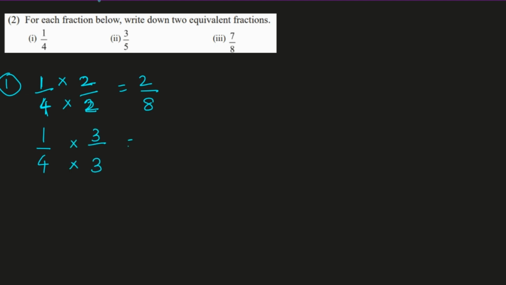Okay, for each fraction below, write down two equivalent fractions. I'm taking the first one, 1 upon 4. It's easy. I'm going to multiply both the numerator and the denominator by 2, maybe, whatever value you like. Then 1 into 2 is 2, and 4 into 2 is 8. Let's take another example. I'm multiplying both the numerator and the denominator by 3. Then 1 into 3 is 3, and 4 into 3 is 12.